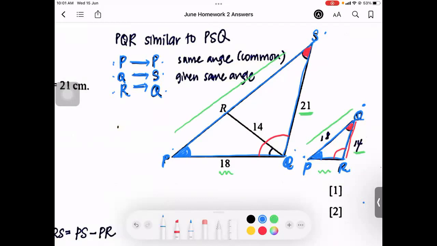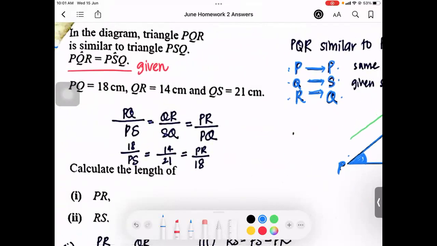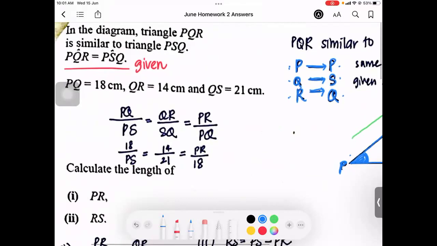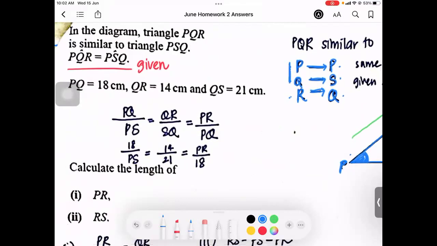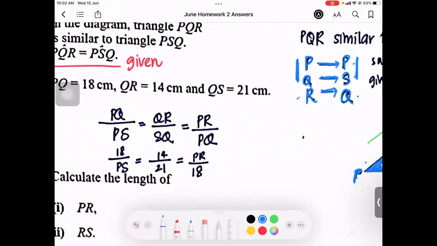If let's say you're not able to observe through the diagram, doesn't matter. We can use our labeling to help us find the matching pairs. First pair, PQ over PS. Doesn't matter if you want to write big over small or small over big, all the same. Just make sure you have the same direction. Big over small, then everything is big over small. So in this case, I have PQ over PS. You notice I wrote it down here.